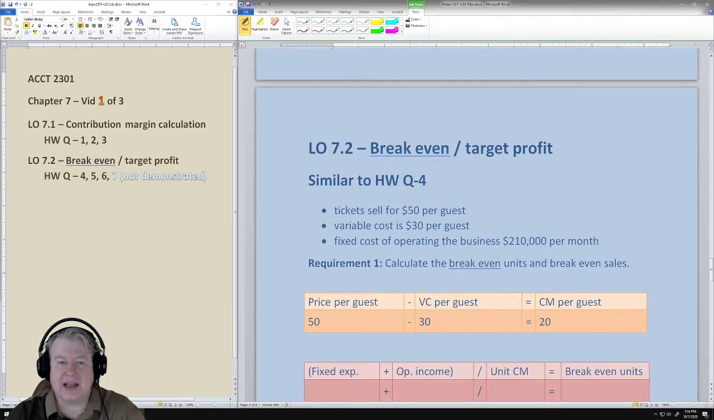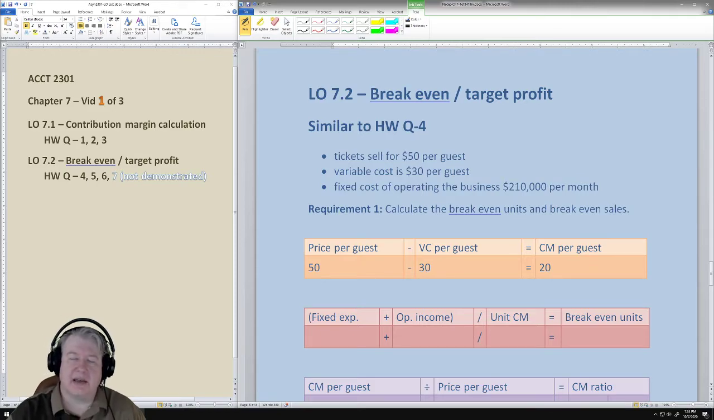And that leads us nicely into the second learning objective, which is break even and target profit. And just FYI, I know that Chapter 7 has a few more questions. They're relatively simple, straightforward, but there's enough of them that I want to explain them. So this and probably all the Chapter 7 videos are going to be a little longer than normal. But I think repeating the information will get you there.